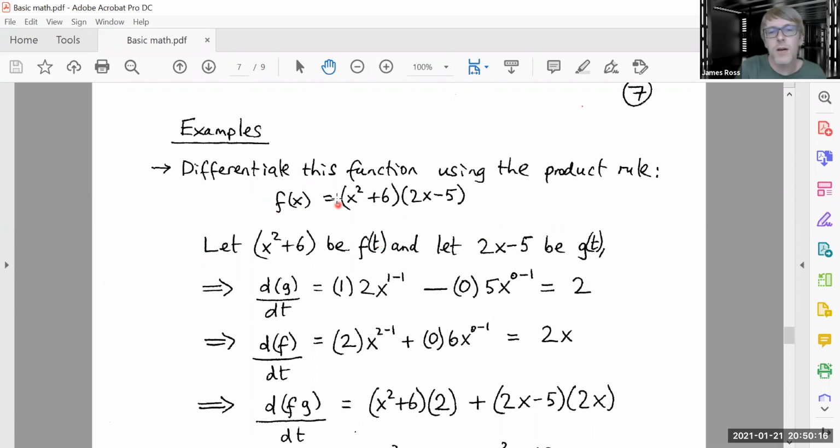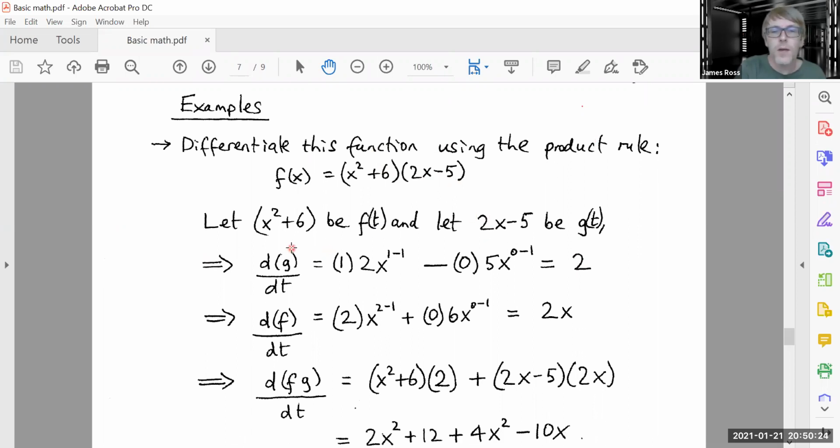So you've got a function here, x squared plus 6, times 2x minus 5. So we can say we've obviously got a product, the two parentheses are the products. So let the first function, x squared plus 6, be f of t, and let the second, 2x minus 5, be g of t, as in our previous example. Let's take the derivative of g first.